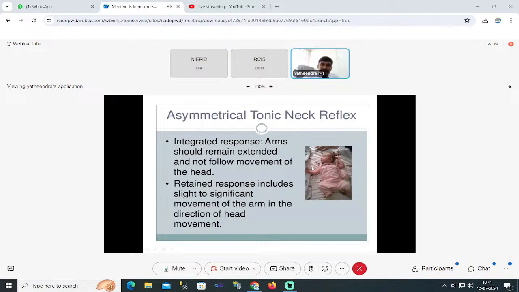This is the right upper limb, this is the left upper limb. Whichever side I turn the head towards, here the right side, that side upper limb will be extended, that will become straight, and the opposite limb will be bent, that is flexed. This is the response. That's why it is called asymmetrical tonic neck reflex.